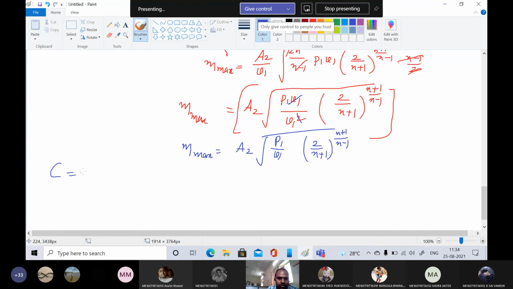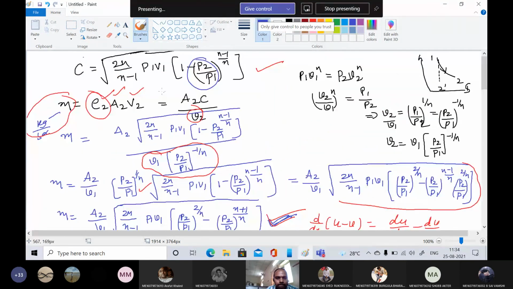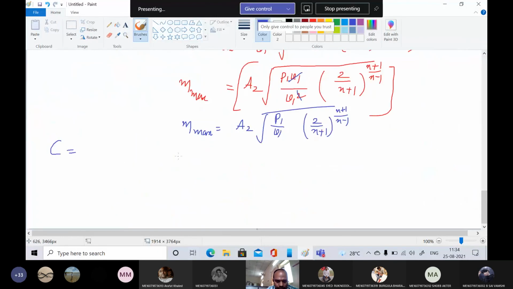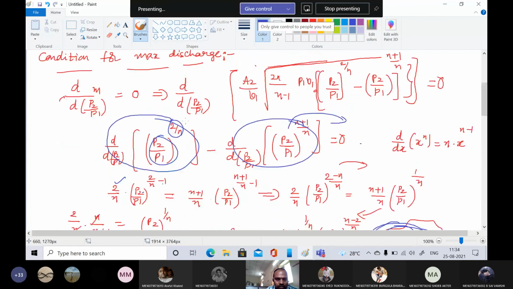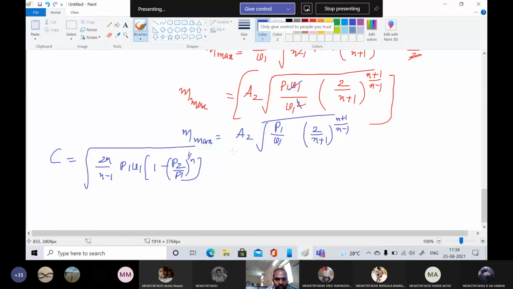We got C is equal to the velocity of the steam. C is equal to root of 2n by n minus 1 P1 V1 into 1 minus P2 by P1 whole power n minus 1 by n. The whole thing is under root. Let me check. Sorry, n minus 1 by n. This is n minus 1 by n.